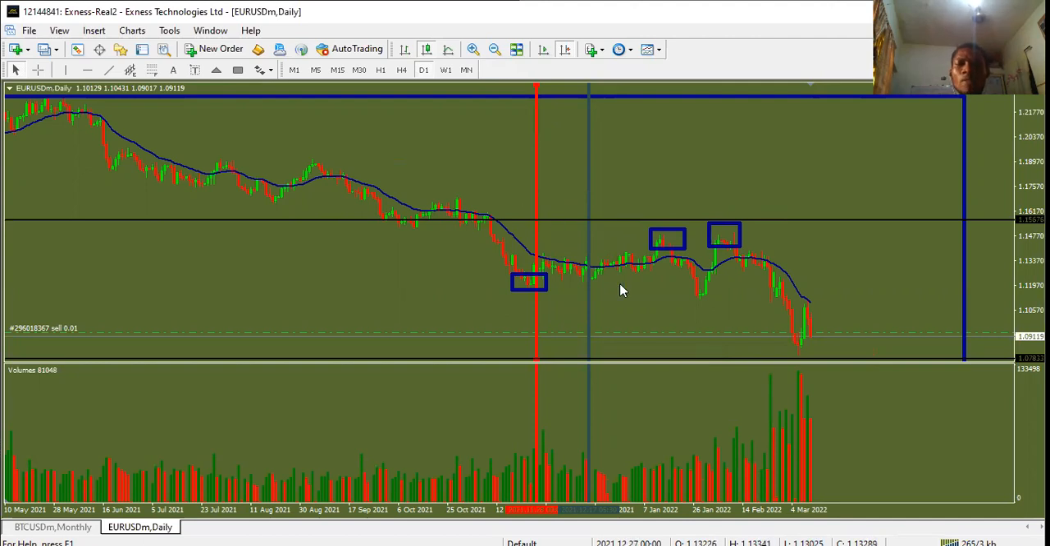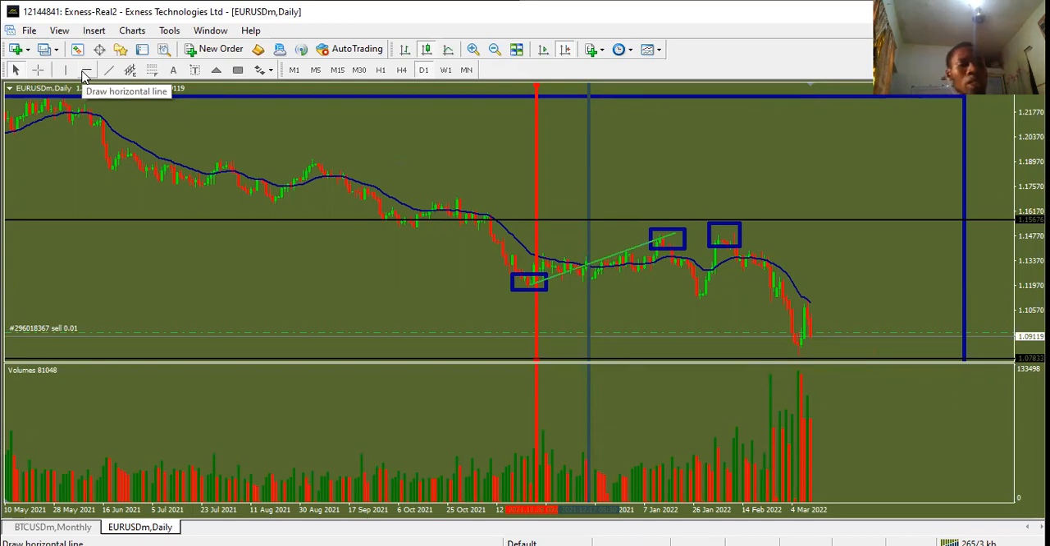I will come down to the 5 minutes time frame. I now want to understand why price moved from here to this point. Why is it respecting the daily time frame moving average?